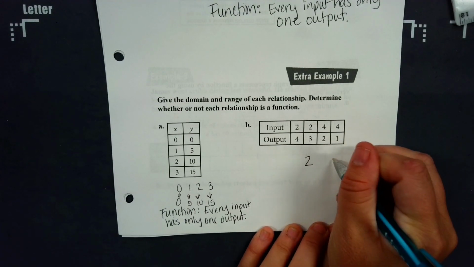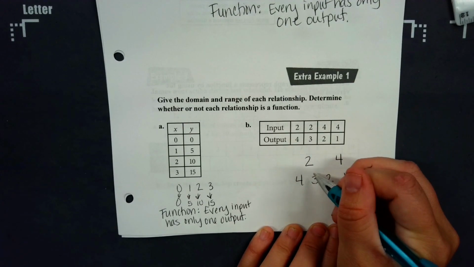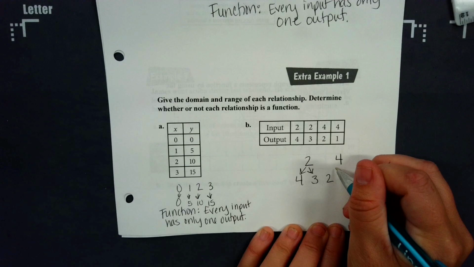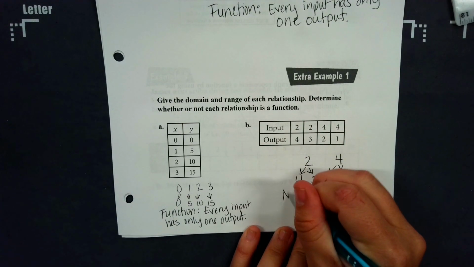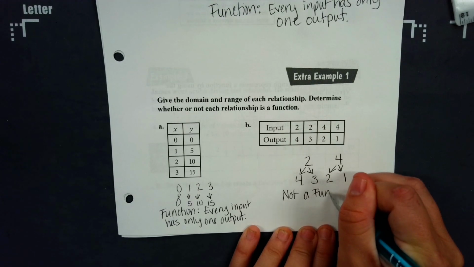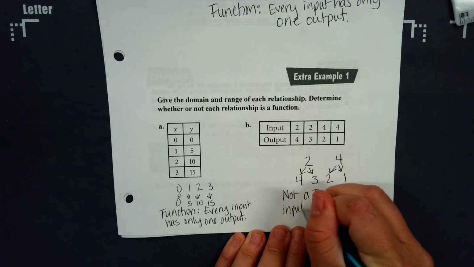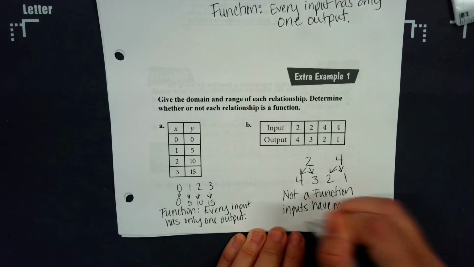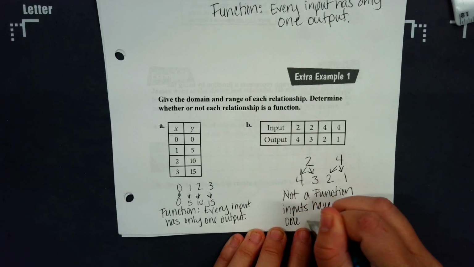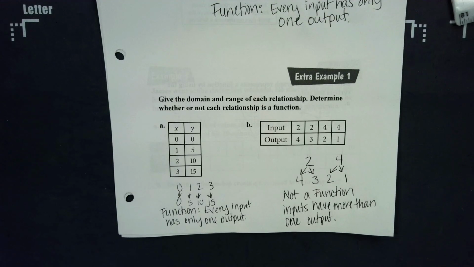Here are my inputs on this one. I only see a 2 and a 4. I see that 2 equals 4 and 3, and 4 equals 2 and 1. Function or not a function? So I'm saying not a function. The inputs have more than one output.